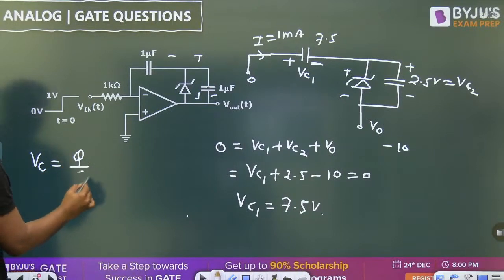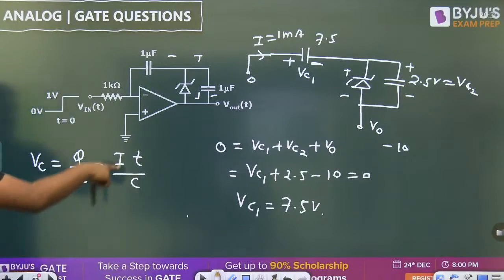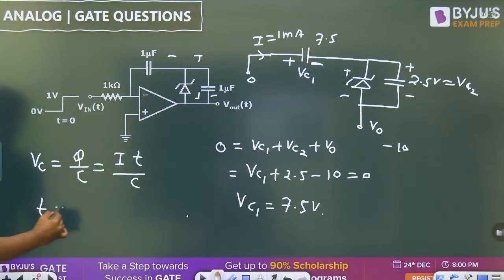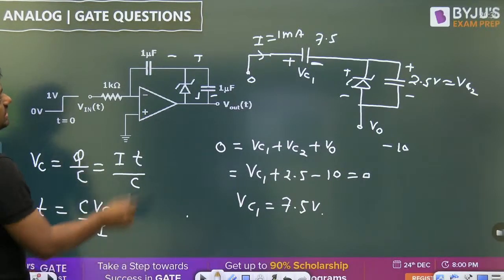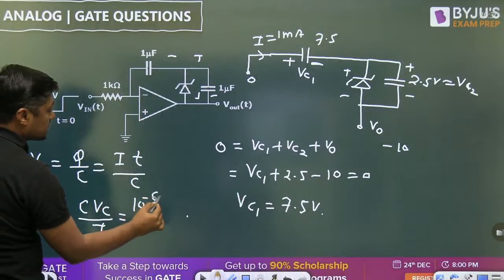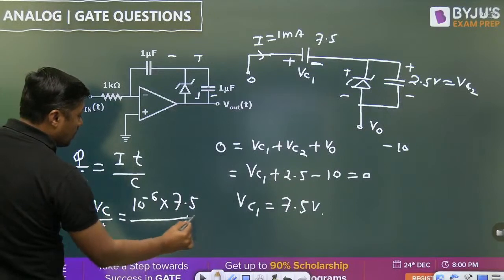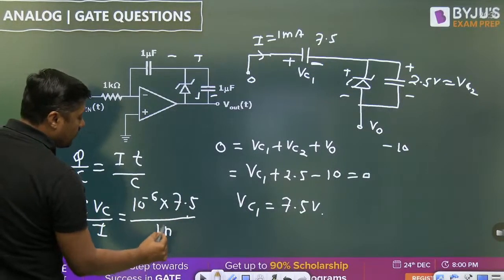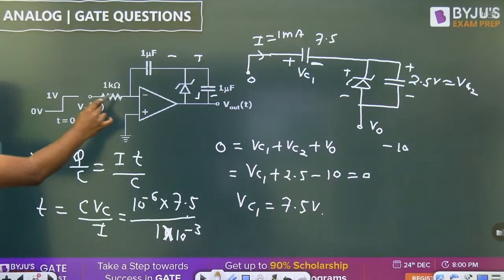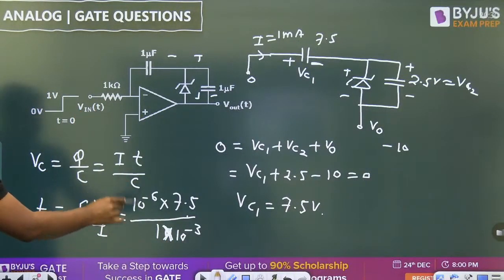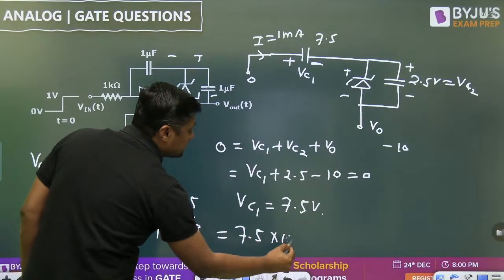So what is the voltage? Q by C. What is the current? I T. This much time is required upon what? C. You have to find the time. So time is equal to C into VC divided by what? I. What is the C here? 1 microfarad, 10 to the power minus 6. What is the VC here? What is required? 7.5. What is the I here? 1 milliampere, 1 into 10 to the power minus 3. Already we have calculated the constant current. So this will become 7.5 into 10 raised to power minus 3. That is nothing but 7.5 millisecond.